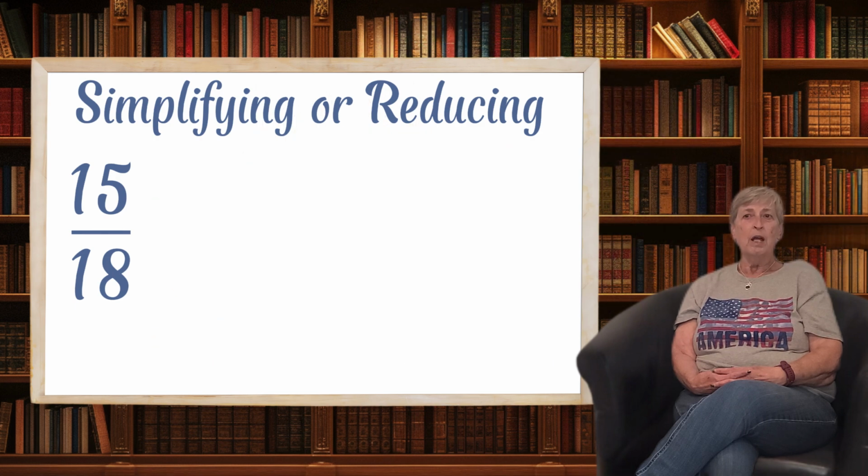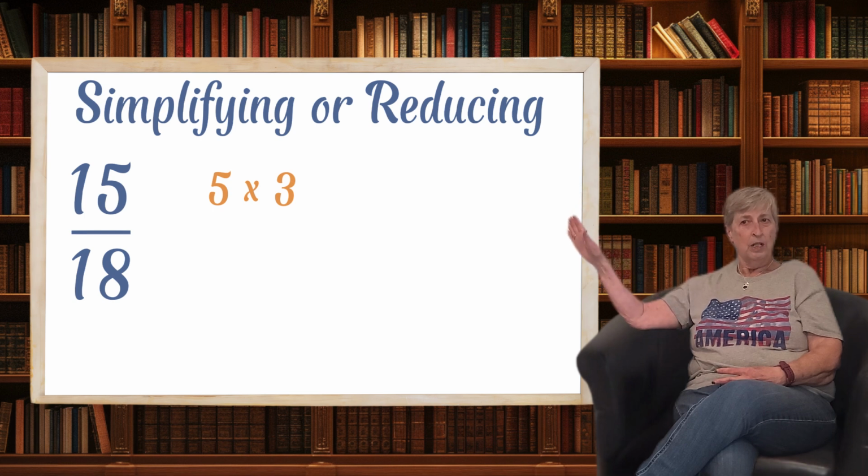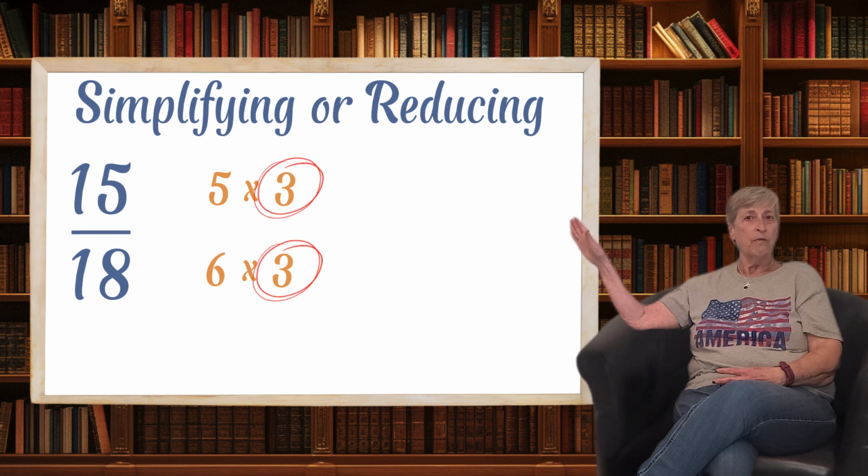15 can be written as 5 times 3. 18 can be written as 6 times 3. So here you see they have a common factor of 3. That means that this fraction can be reduced and should be. The way you do that is you divide the top and the bottom numbers both by the same number. It always has to be by the same number.